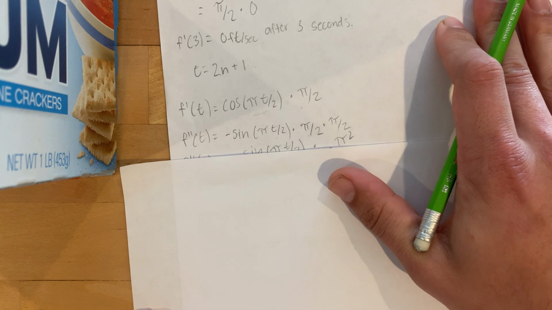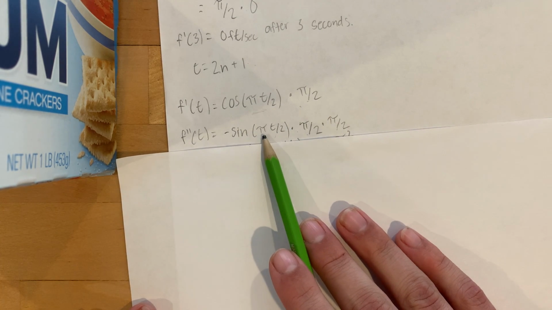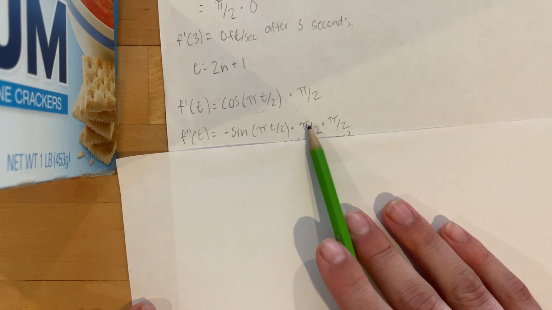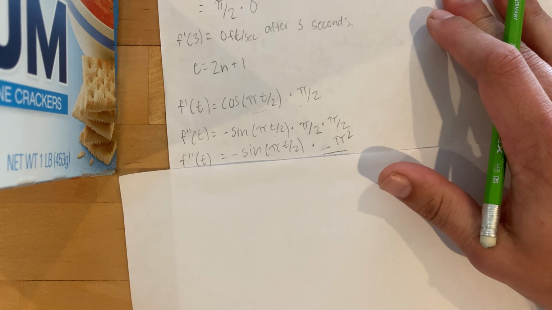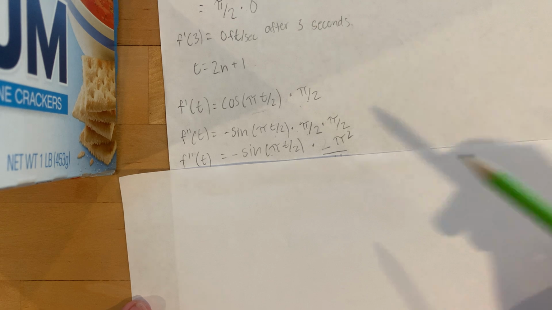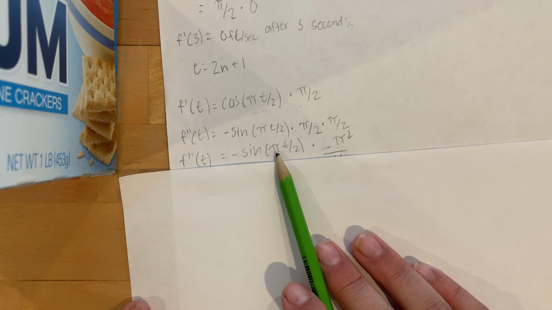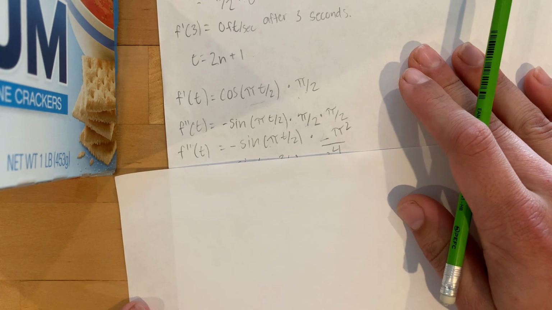So down here we can see that now we have a negative sine times pi times t over 2 multiplied by pi over 2 times pi over 2. And further simplifying, we will find that the second derivative of our original position function is going to be negative sine of t pi over 2 times pi squared over 4.